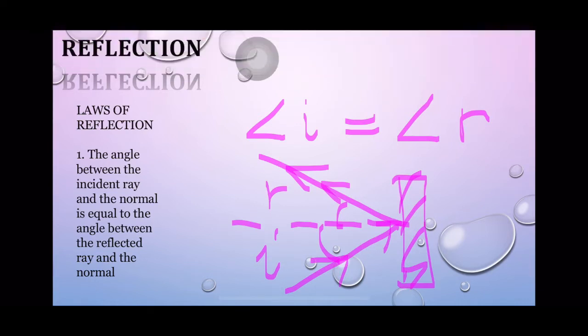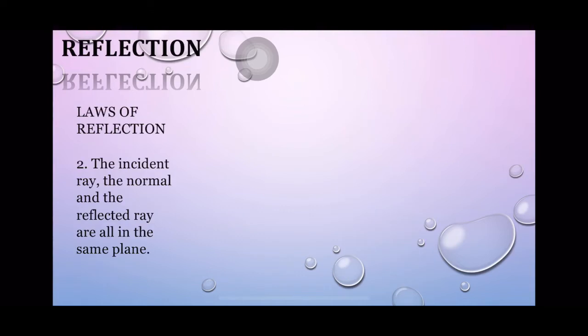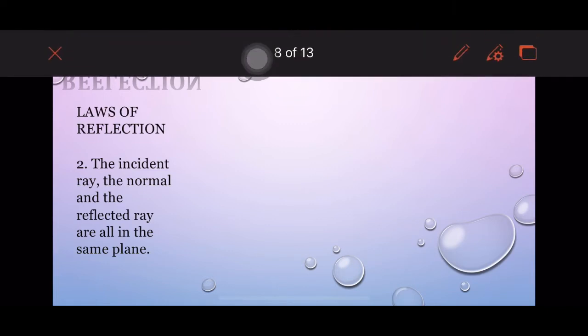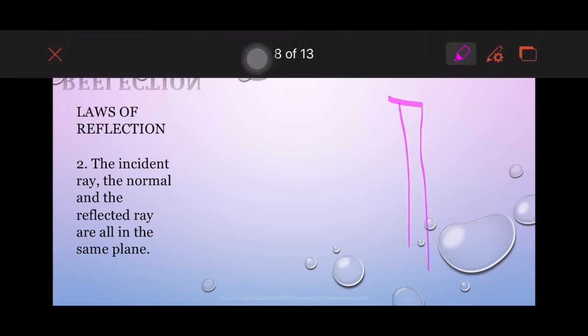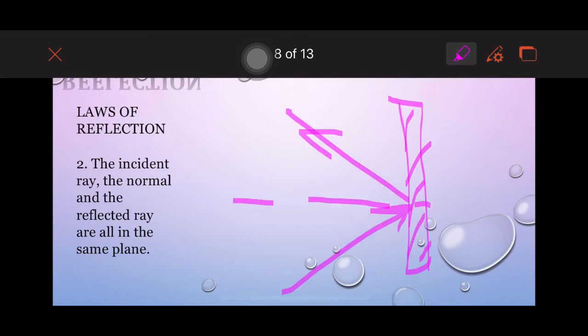Now, how about the second law of reflection? The second law of reflection indicates that the incident ray, the normal, and the reflected ray are all in the same plane. If we draw that again, it is obvious that they are all on the same plane. The incident ray, the reflected ray, and the normal, denoted by capital N, are found on the same plane.